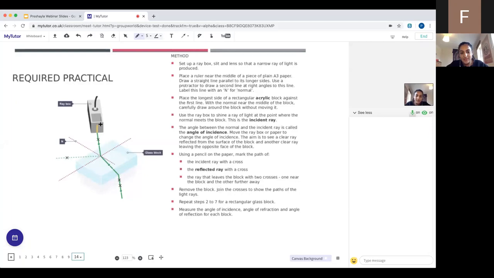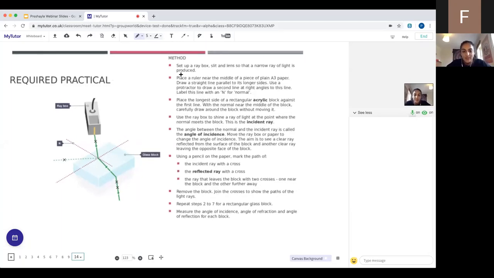And all that does is let you have a thin beam of light so that we can clearly see the beams of light coming through. If we weren't to have a slit there, it would just be lots of light being spread out everywhere, and it wouldn't actually help us to see the light rays. So by putting the slit there, we can have nice, neat, narrow light rays. Okay, so first step is to set up the ray box, set up the slit, and have these narrow light rays being produced.